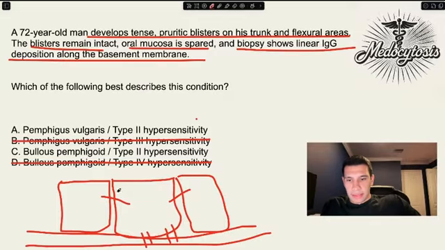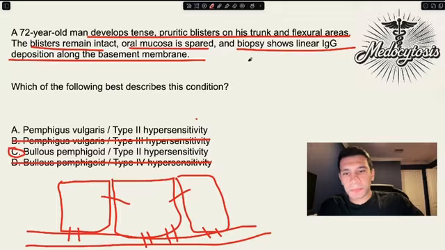Antibodies against these, like desmoglein 1 and 3, which are components of desmosomes in Pemphigus vulgaris, and antibodies against hemidesmosomes in Bullous pemphigoid. So now, if you think about it, biopsy shows linear IgG deposition along the basement membrane. What would that be? Bullous pemphigoid, because the hemidesmosomes would be along the basement membrane, right? So we know the answer is C here.